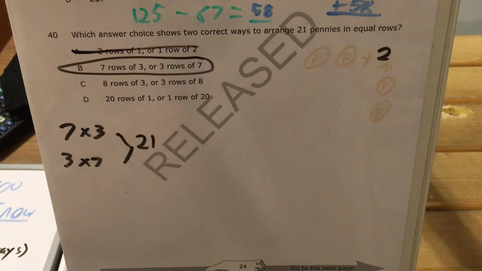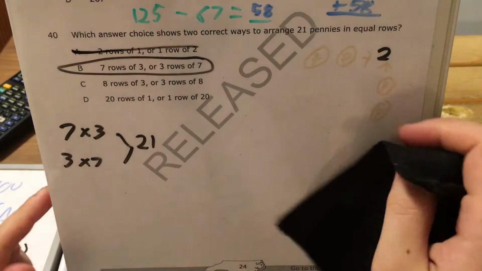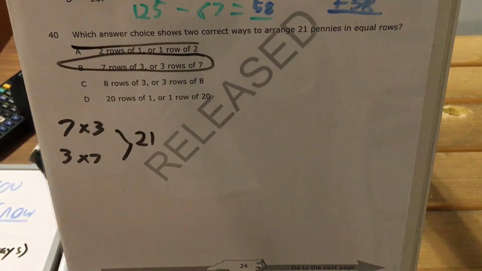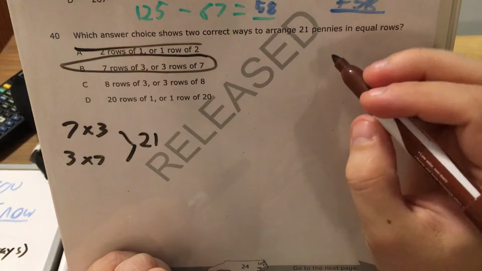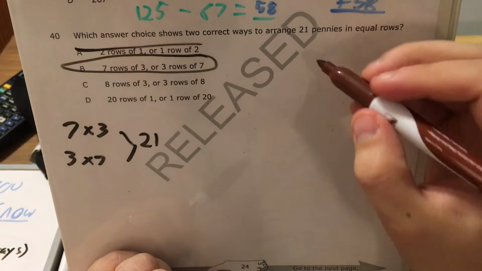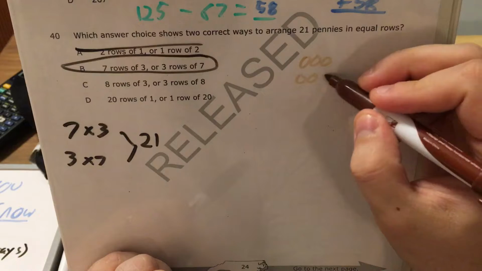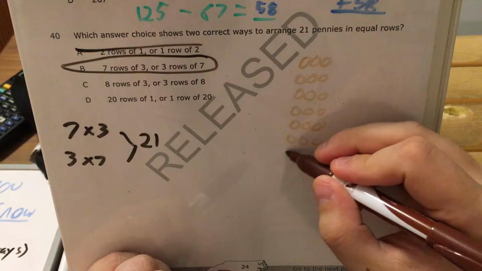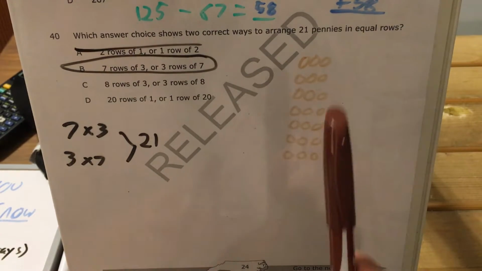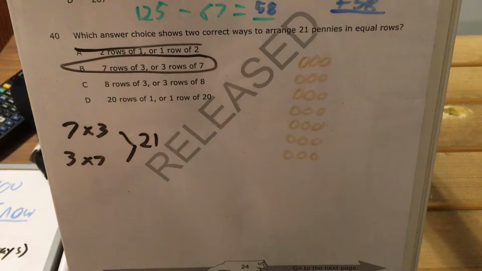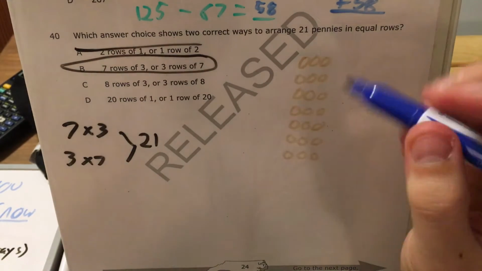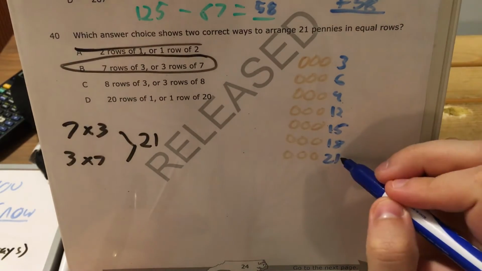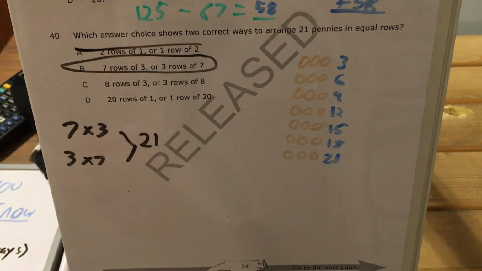Now, just to go over this idea of an array, I'm going to go ahead and draw out all those pennies. In fact, I'll just use tiny circles right now. If I want to make 7 rows of 3, that's 1, 2, 3 rows, 4 rows, 5 rows, 6 rows, 7 rows. And if I want to count the rows, I can count by threes. And I can say that this is 3, 6, 9, 12, 15, 18, 21. So that's good. I drew it right, and that's the number I'm looking for.